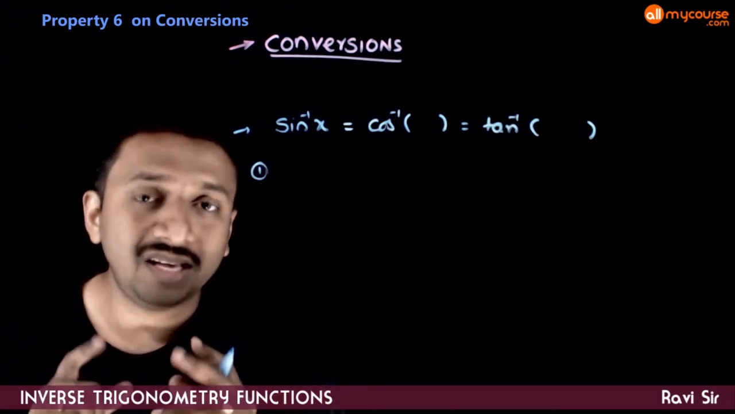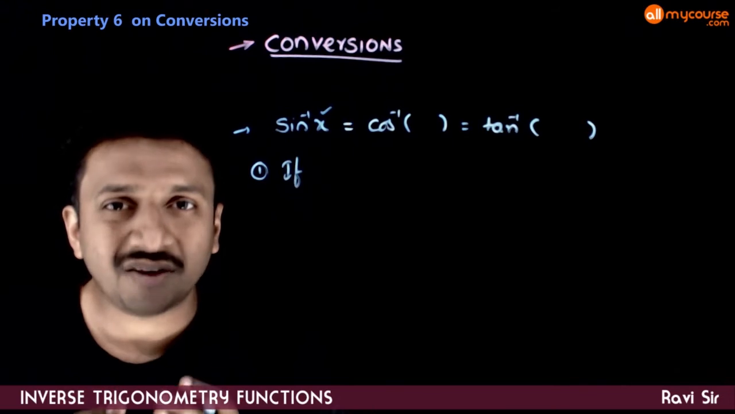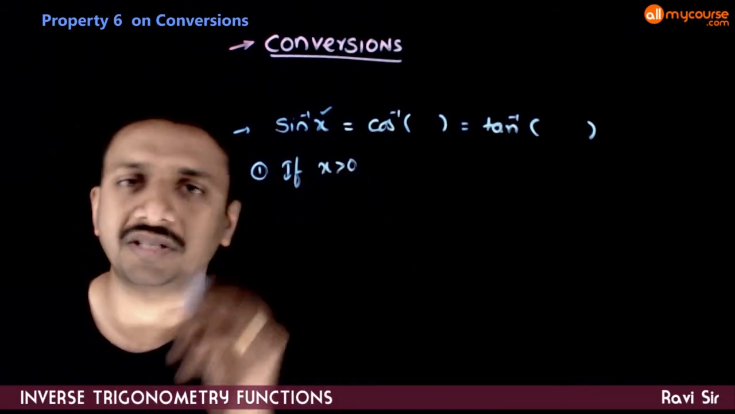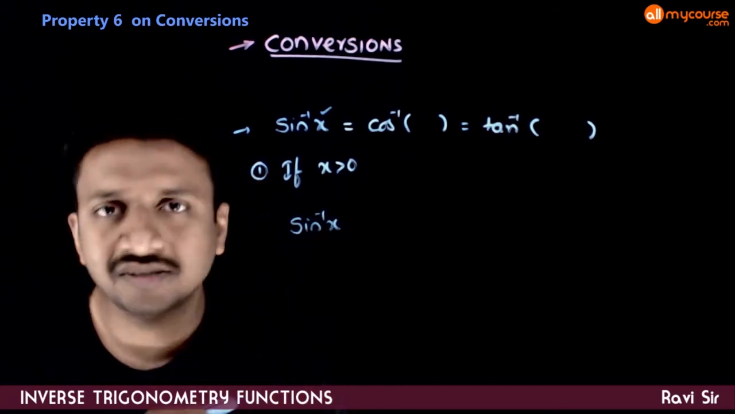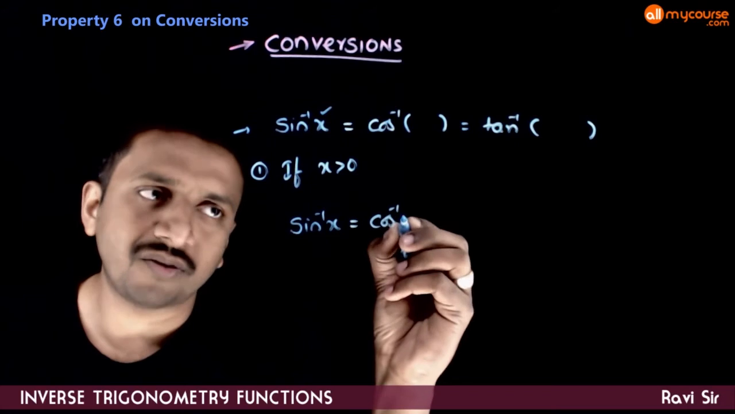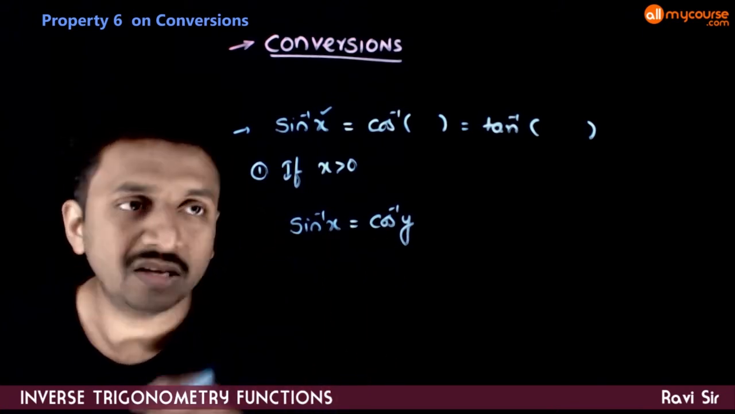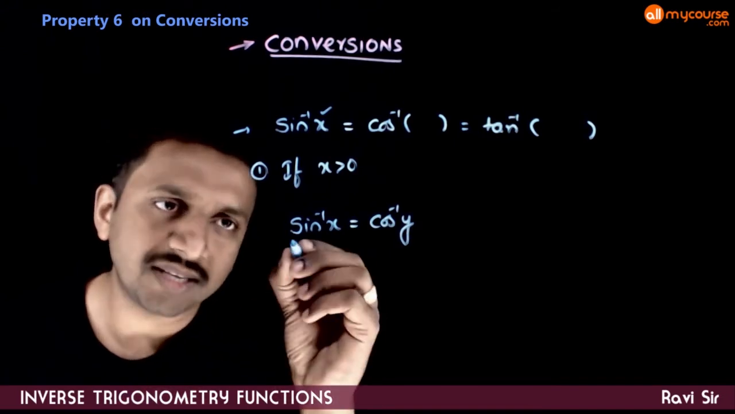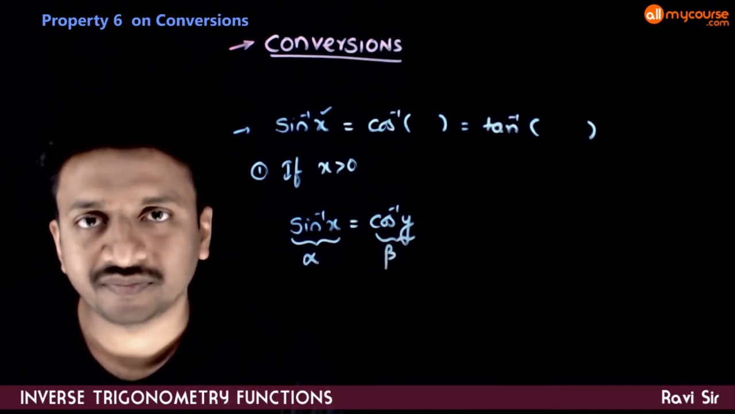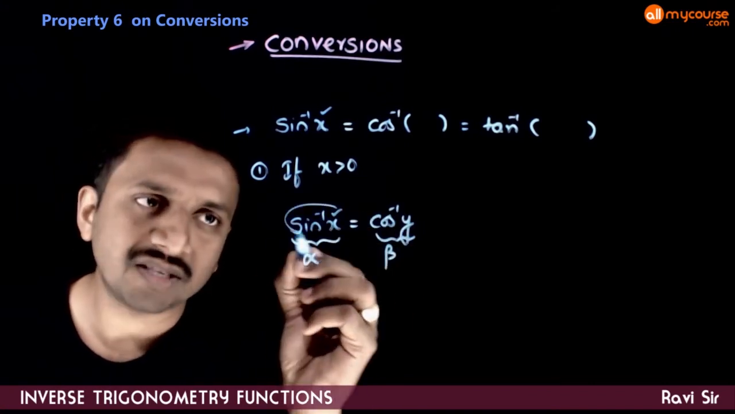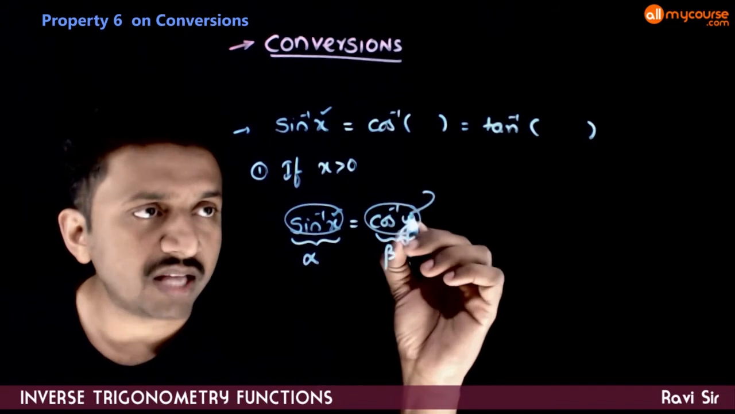So first, easy conversions happen when x is positive. So first let us do the straightforward derivations. If x is positive, that is x is between 0 and 1, and you take sine inverse of x, let us assume that this is cos inverse of some y. So let us try to understand what y is. Sine inverse of x is equal to cos inverse of y. Let us assume sine inverse of x is equal to alpha, and cos inverse of y is equal to beta. Because x is positive, sine inverse x lies in the first quadrant, so cos inverse y also has to lie in the first quadrant. So y has to be positive.